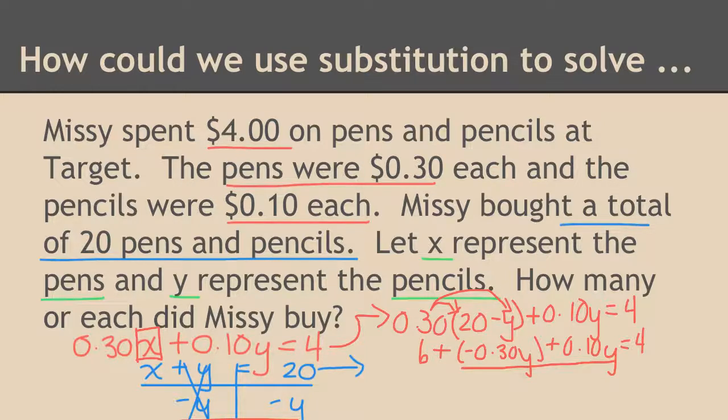Combine your like terms. 6 is not affected. Negative 30y plus a positive 10y is going to give me a negative 20 cents y equals 4.